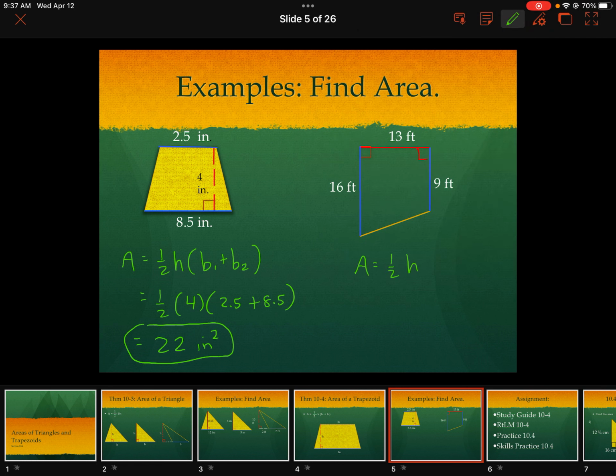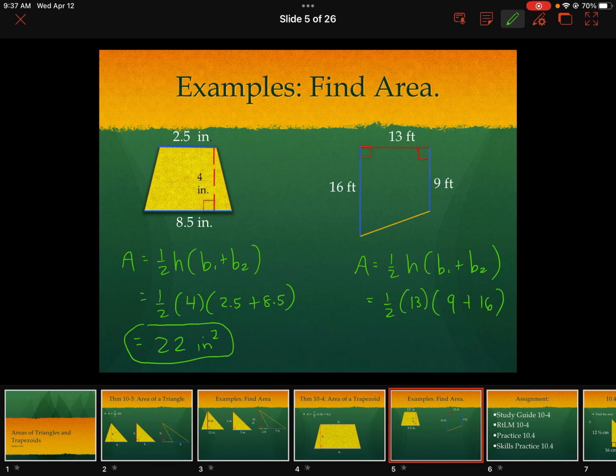This is a trapezoid. So we're going to use this formula. Notice how I'm writing it down every single time. Also notice how the height is not the vertical segment this time. This time it's horizontal. The height is the 13. The bases are 9 and 16. And 9 plus 16 is 25. We're going to do 25 times 13, and then we're going to take half of that.